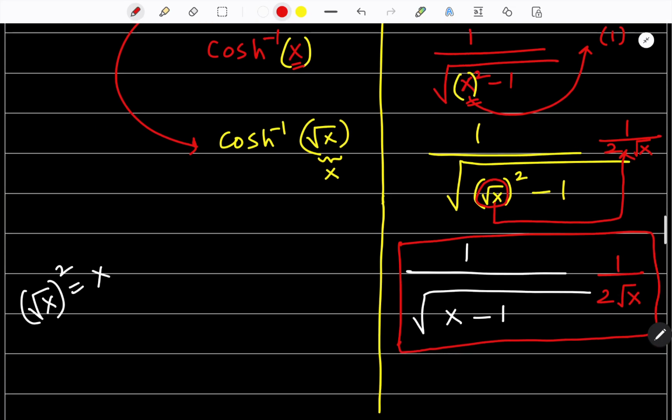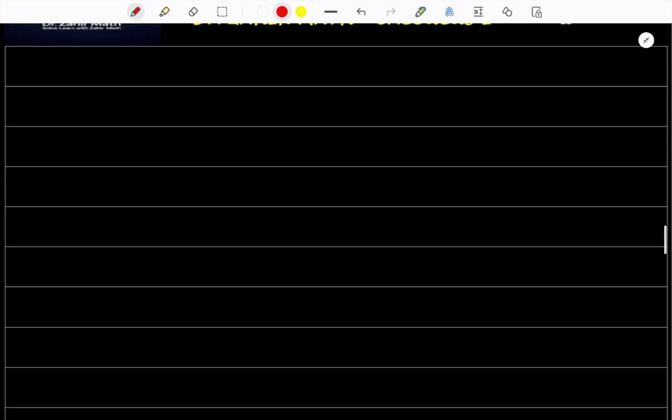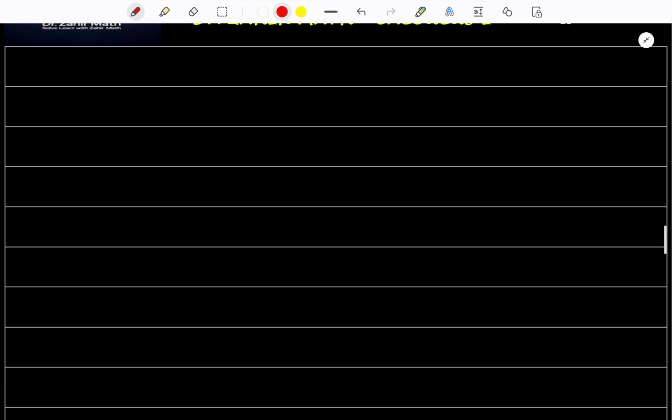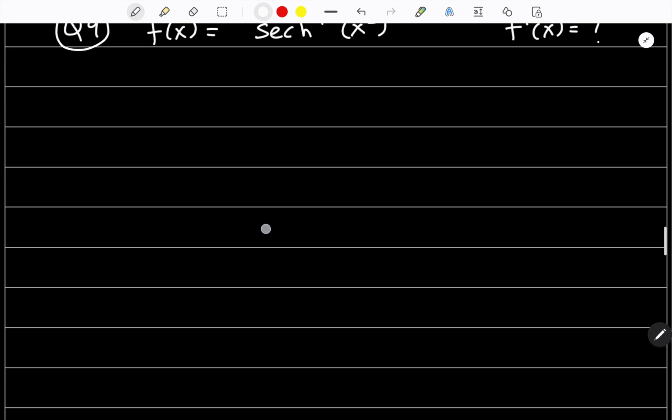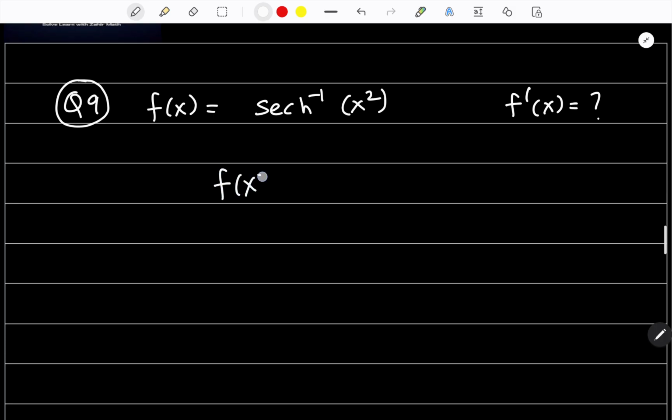So now let me go to the last question of this exercise, which is, I think this is the last question for module 4, right? Secant hyperbolic inverse. So question number 9. F of x is equal to secant hyperbolic inverse x square. The question is, what is your f dash of x? So let me start now. F of x and f dash of x, right.